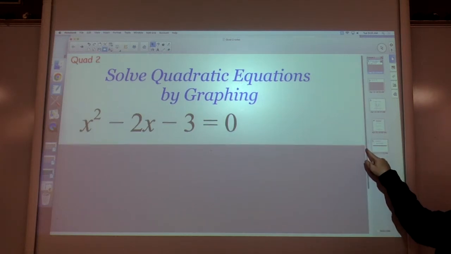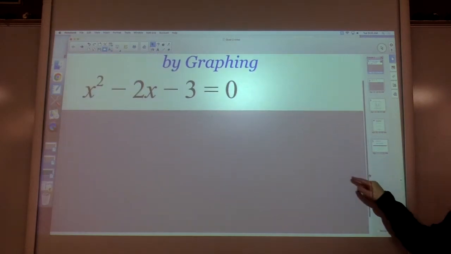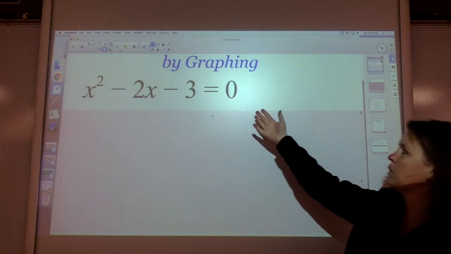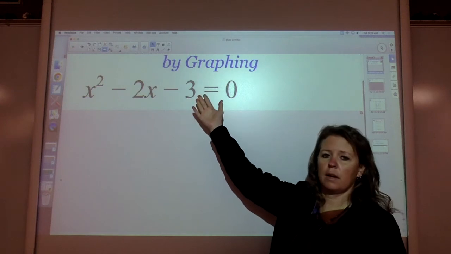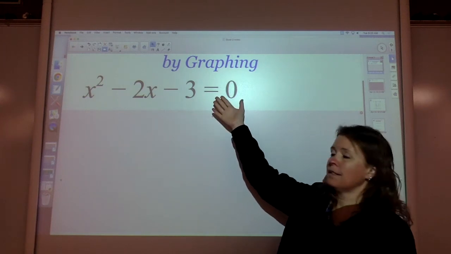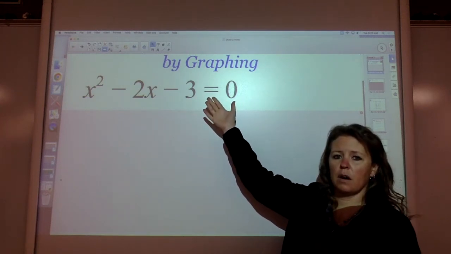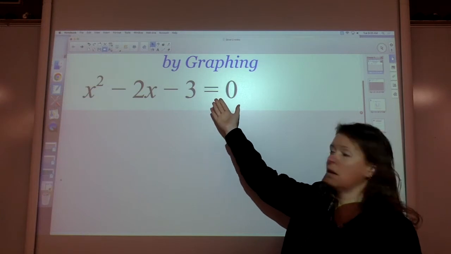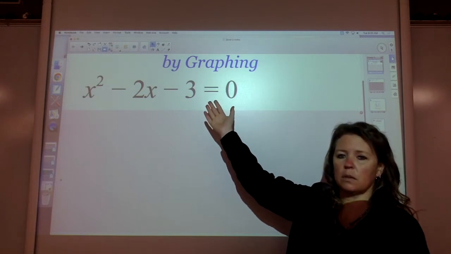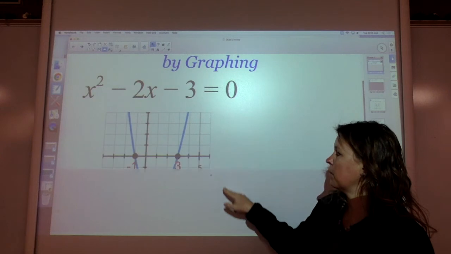Now if you have a handout, you don't have to graph this or draw it. But if you don't, you probably want to sketch it. Notice that it says equals zero. It's not just a quadratic function. It has to equal zero for it to be solved. 98% of all quadratics have to be equal to zero to be able to solve them.